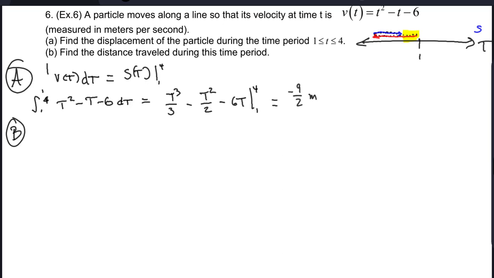The second question is about not displacement, but distance. I'm sorry, I said it wrong. The first question was about displacement. The second question is about distance. Now, distance is always positive. I never say it's negative 150 miles to LA. It's just not normal talking. We say, LA is 150 miles away. It's a positive value. Technically, when we think of distance mathematically, we're thinking of the absolute value.